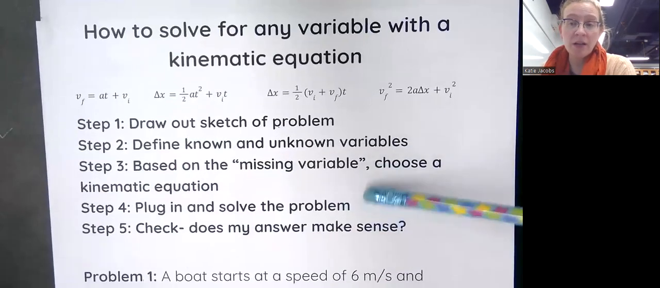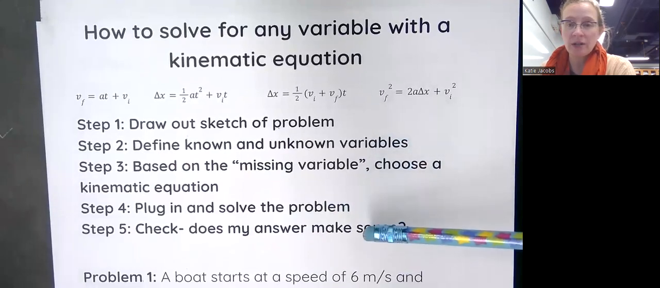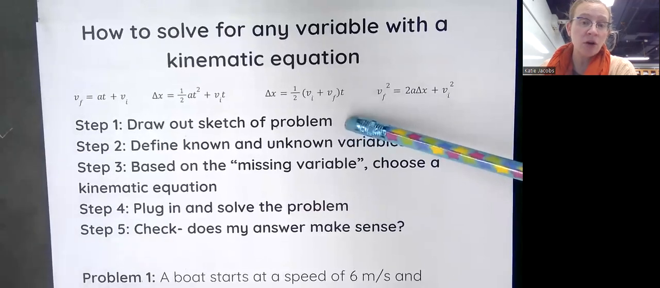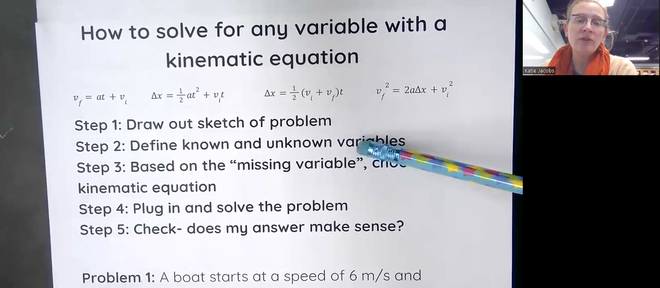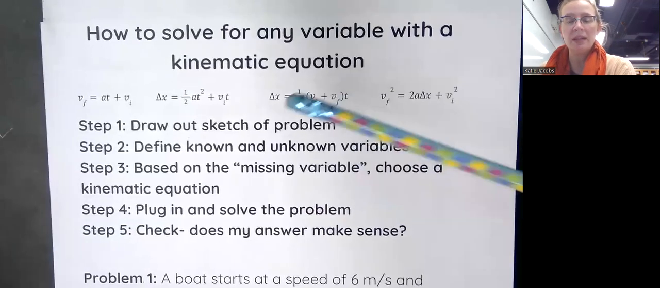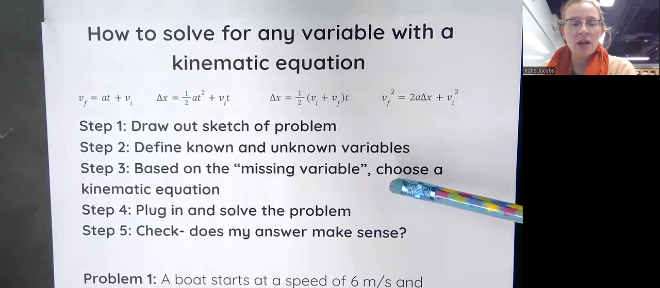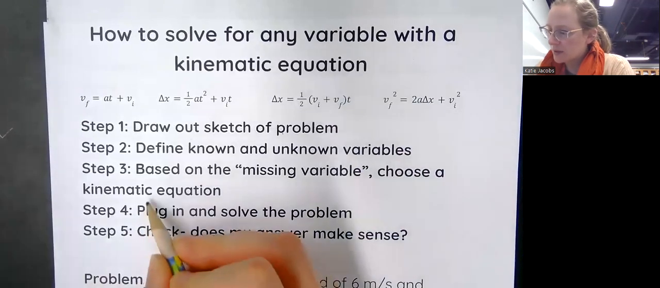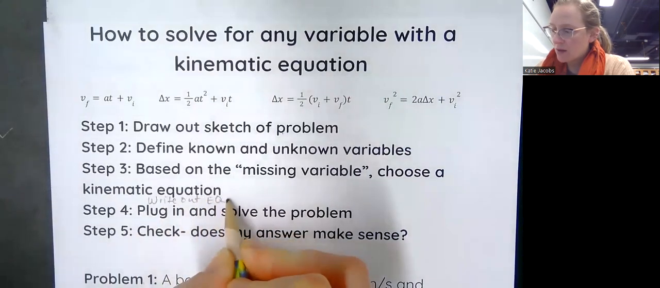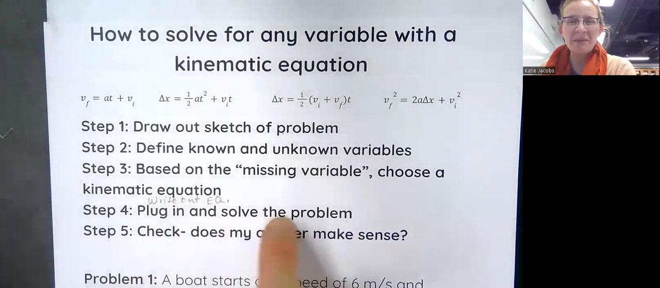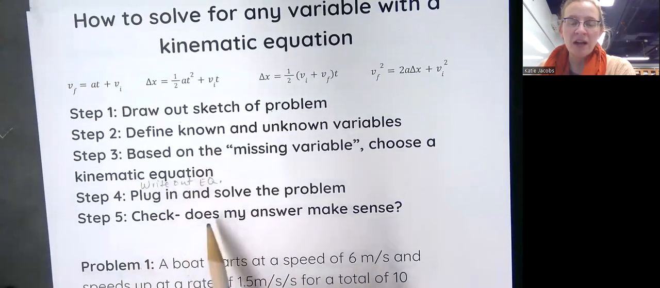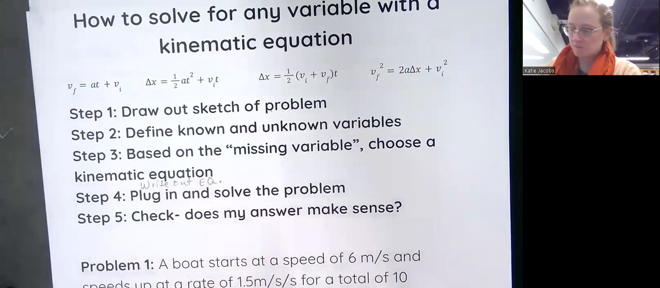So how do we solve a problem with a kinematic equation? You're going to do a sketch of the problem, labeling what you know. You define your known and unknown variables. And whatever is that missing fifth variable will help you pick the kinematic equation to solve. I'm going to put on here, write out the equation, then plug in and solve. Sometimes if you don't write out the equation, you make mistakes. And then finally, does your answer make sense?